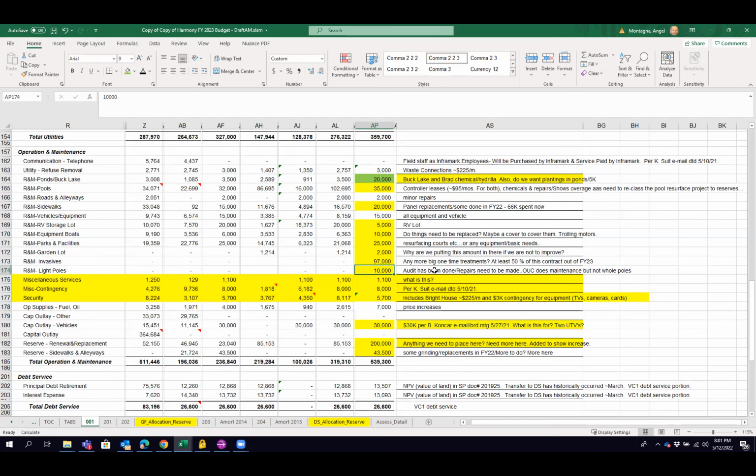Why would we budget money to repair poles that don't belong to us? I mean, if it's a safety issue, that's an issue that OUC needs to address. If it looks bad, I don't see us spending any money on something that is not ours. Well, for all intents and purposes, it is yours. You just don't own it. It's a lifetime lease, and then it turns over.